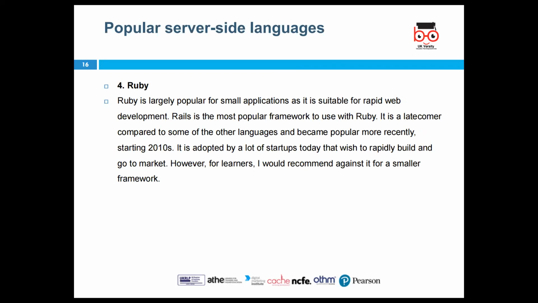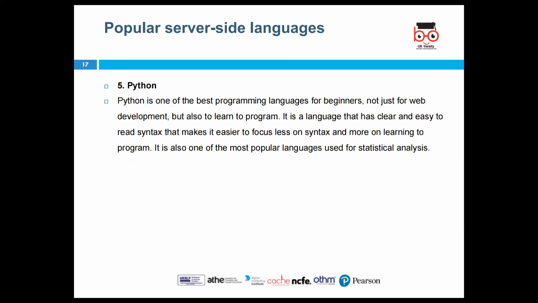Ruby is largely popular for small applications and is also suitable for rapid web development. Python is, I think, as famous as JavaScript, and it is one of the best because it's very flexible, and it works with an interpreter, which allows us to run code easily, which will then be understood by the programming language. So Python is also used mainly for web applications and also data science.